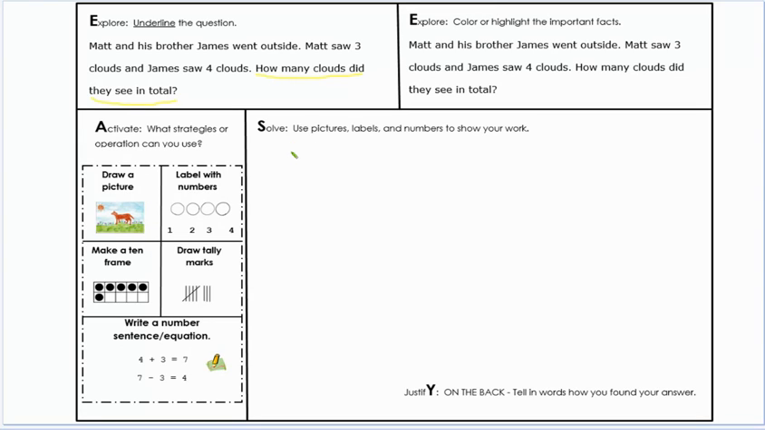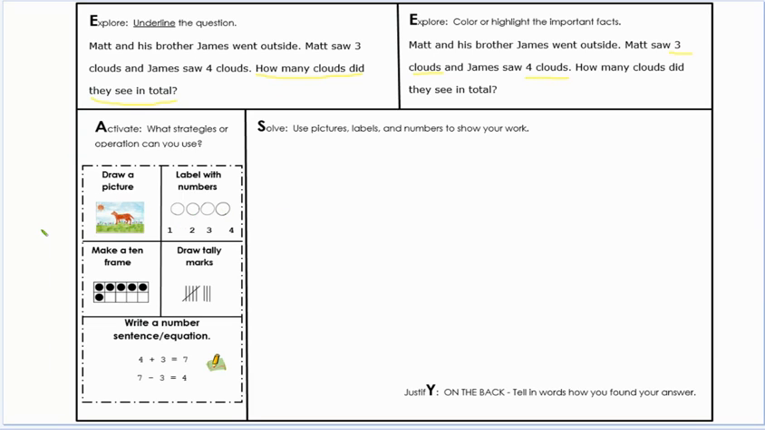Now, the second part says, color or highlight the important facts. Well, I know in math that numbers are very important, okay? So I'm going to underline the numbers that I see, okay? And so here is 3 clouds, okay? And then there's 4 clouds. So I know that that's going to be important when I solve the problem.